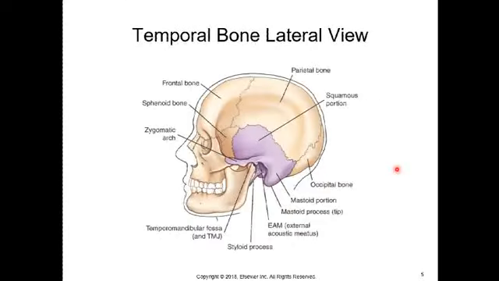Moving on to the lateral view again, just to highlight the temporal region one more time. I did talk about it earlier, but this is the temporal bone. This is the mastoid portion, and inside there would be your mastoid air cells. This is the squamosal portion. That's the most likely to fracture in this area here.